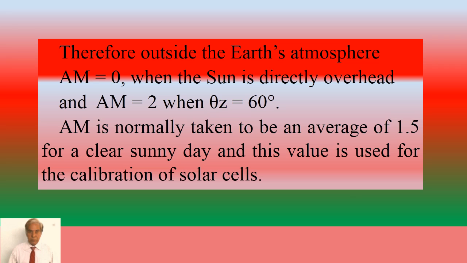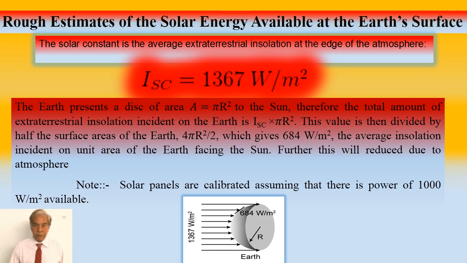Therefore, outside the Earth's atmosphere, AM is 0 when the sun is directly overhead, and AM will be 2 when theta z is 60 degrees. AM is normally taken to be an average of 1.5. For a clear sunny day, this value is used for calibration of solar cells. Estimate of solar energy at the Earth's surface.